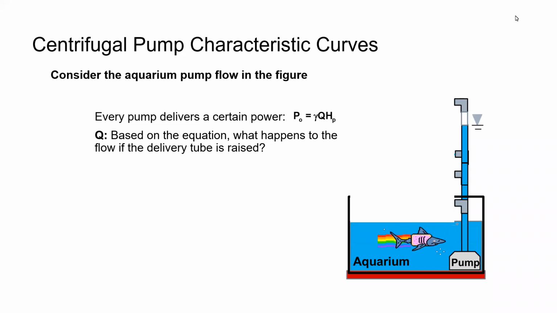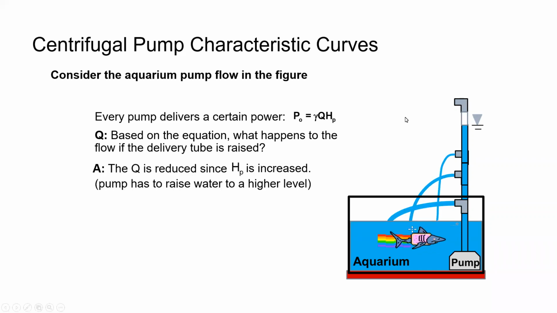So we just did this activity with an aquarium pump, and we know that when you turn a pump on, it delivers a certain power. That power output, or P sub O, is calculated as gamma Q H_P. H_P is the height and pressure delivered by the pump. When we did this activity in this little diagram, we just have water coming out, and so the pressure is essentially 0 at the outlet. So we're just recording the elevation. So the H_P component is just elevation in this case.